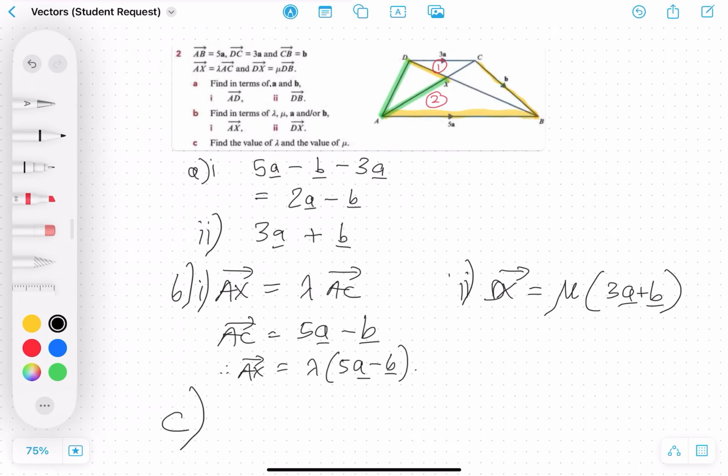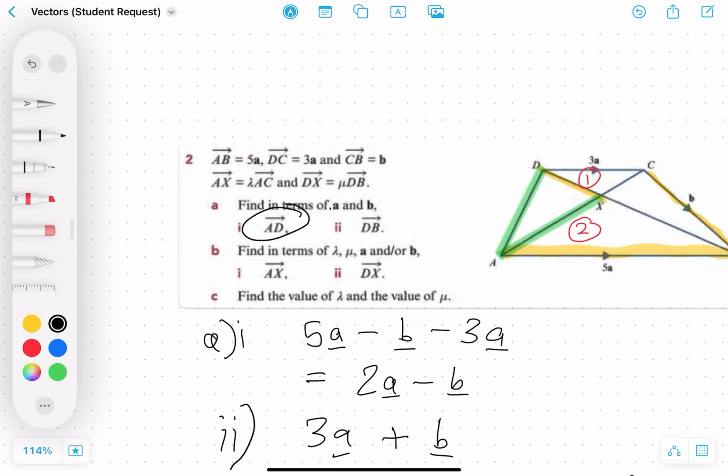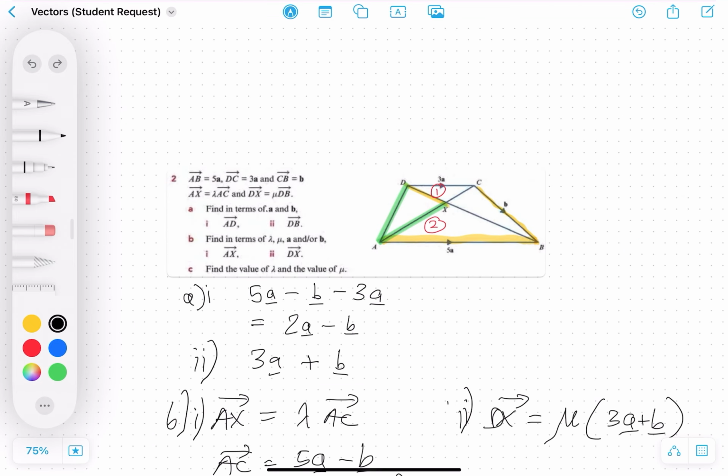If we write that down here, we know that DX is equal to DA plus AX. Now what's DA? From the very first question, we found AD is equal to 2a minus b.